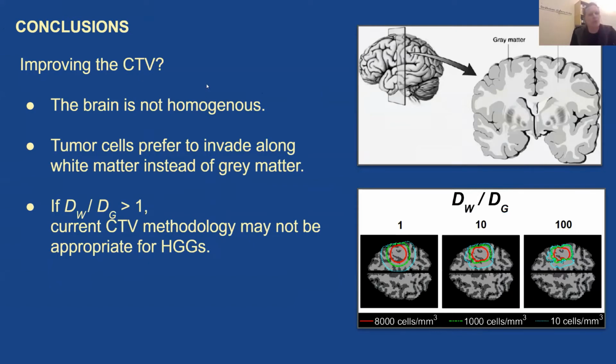The brain is, of course, not homogeneous. So if tumor cells prefer to invade along white matter instead of gray matter, i.e. if this ratio is greater than 1, then maybe we could improve current CTV methodology quite easily if we just let it conform more to the white matter.